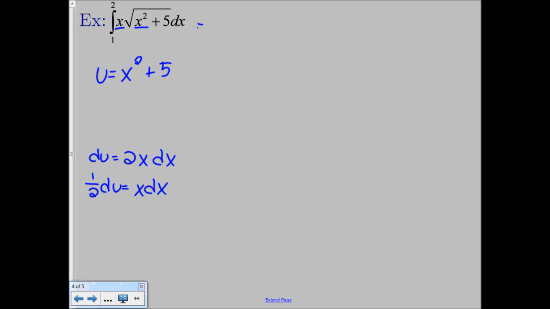So now I can rewrite my integral to be the integral of the square root of u times 1/2 du. But if I want to write that 1 and 2, I have to write this as x equaling 1 to x equaling 2. So in the next step, I want to get rid of those little x's on my integrand sign. So I'm going to pull this 1/2 out front, u to the 1/2 du.